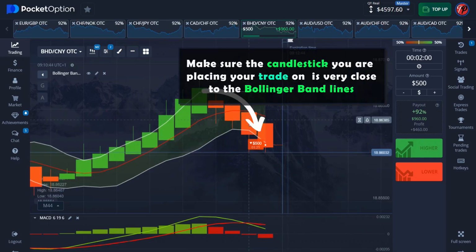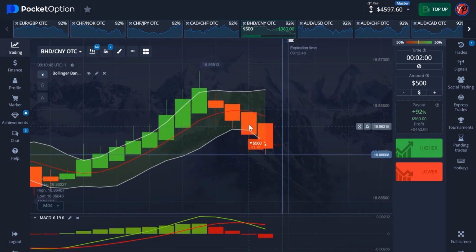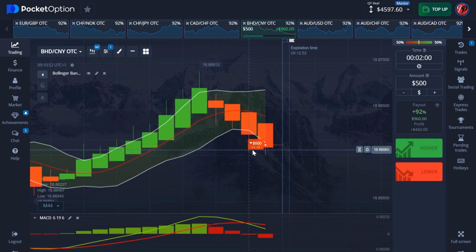The second thing is for you to make sure that you have your candlestick very close to the down line of your Bollinger Band. I'm talking about this white line right here. Either it's very close to the line or it even actually crosses the line. So just make sure that you have it very close or even outside the line before you enter a trade.